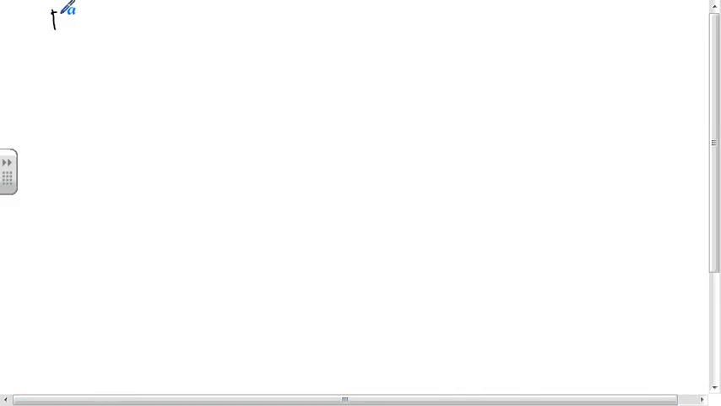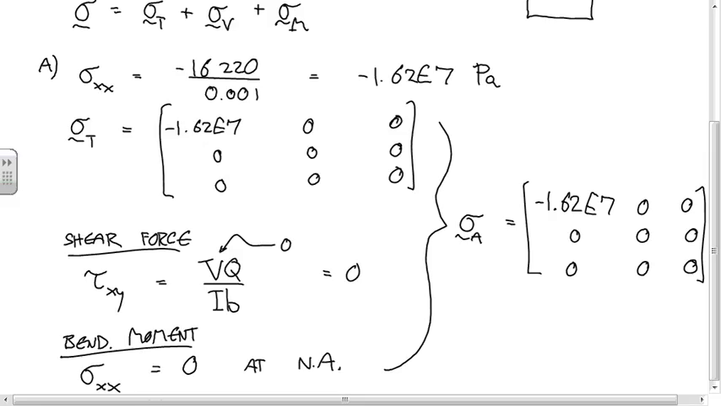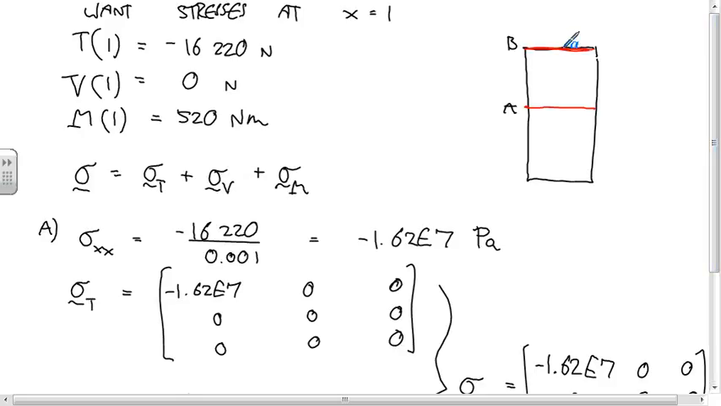And then for part B, now we're going to do this calculation for the top of the cross section. Yep. Okay, so would you explain more about how the bending moment will be dealt with?